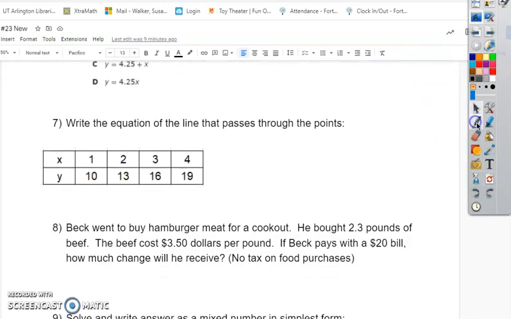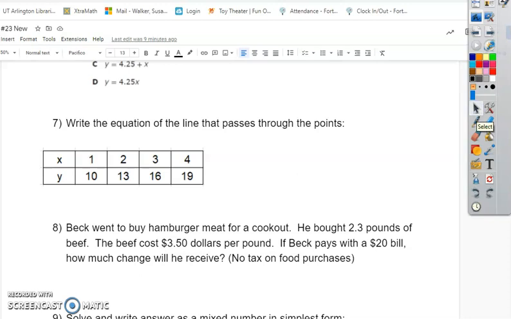7, write the equation of the line. I'm going to let you do this one. Let's put these 2, and you figure out which one that it is. Equation, right? Take it back so you'll know which equation we have.